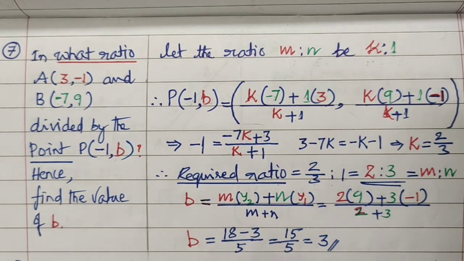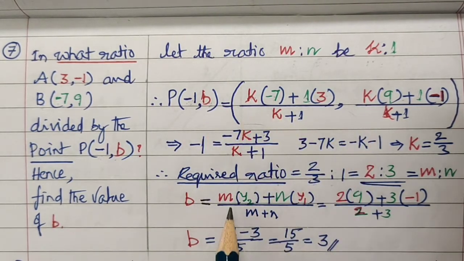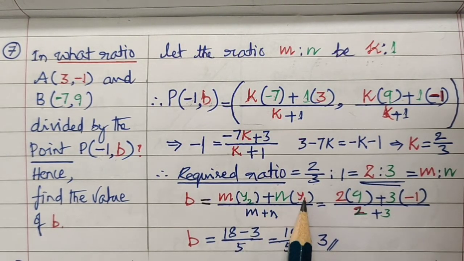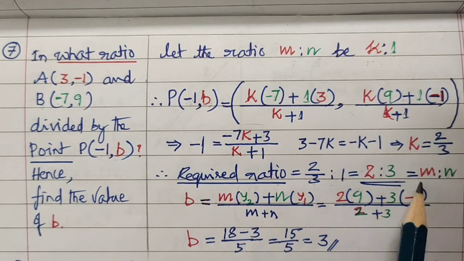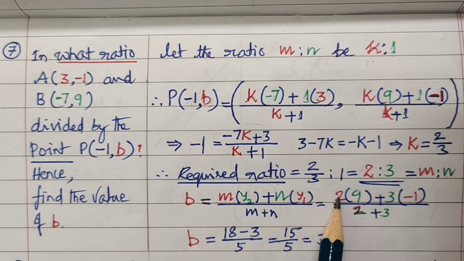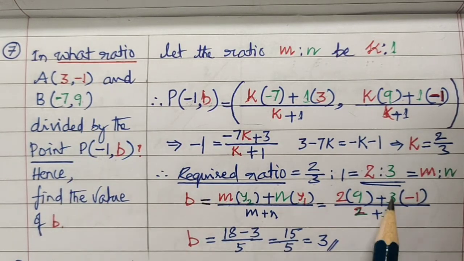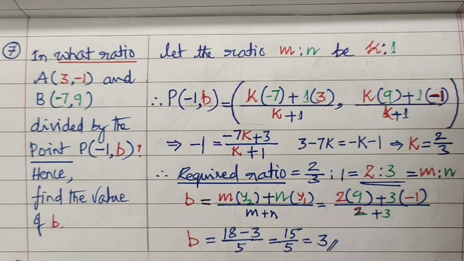They asked us to find the value of b. b = (m y2 + n y1) / (m + n). What is m? 2. What is n? 3. So b = (2 into 8 + 3 into -1) / (2 + 3). Therefore, b = (16 - 3) / 5, which is equal to 13/5.